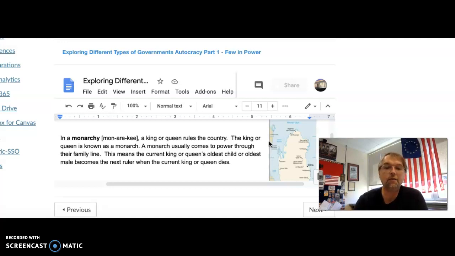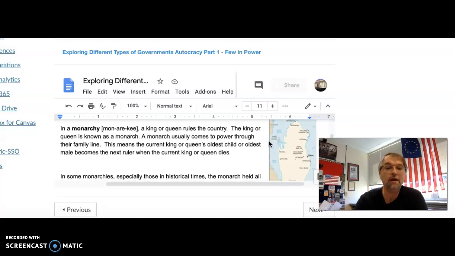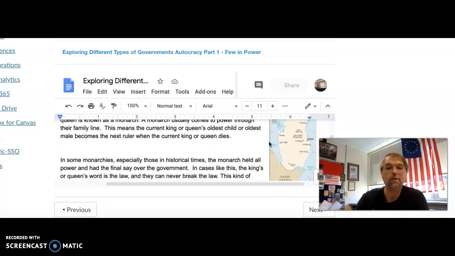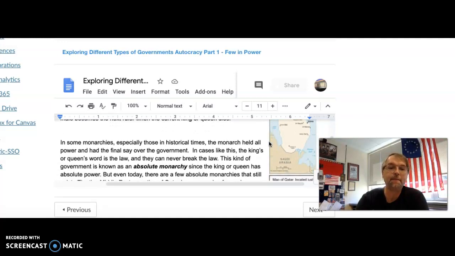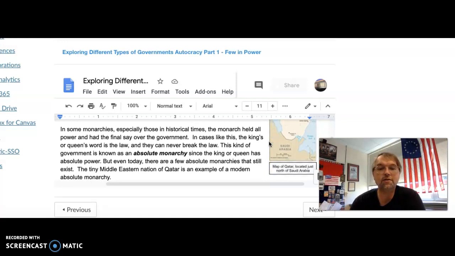This means the king or queen's oldest child or oldest male becomes the next ruler when the current king or queen dies. In some monarchies, especially those in historical times, the monarch held all the power and had the final say over the government. In some cases, the king's or queen's word is the law, and they can never break the law because just them speaking becomes law. This kind of government is known as an absolute monarchy, since the king or queen has absolute power.